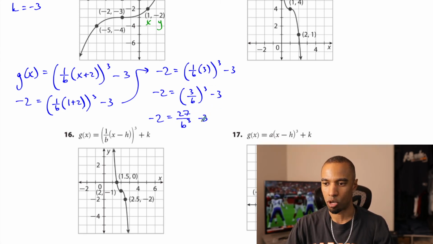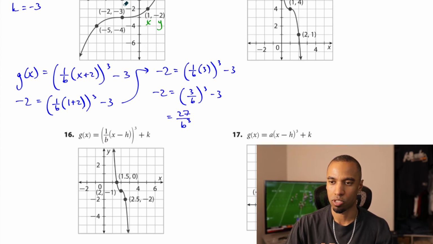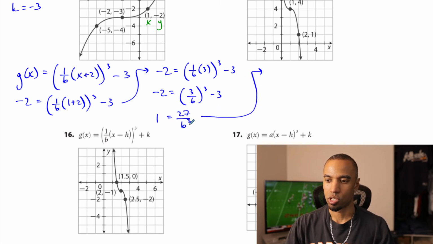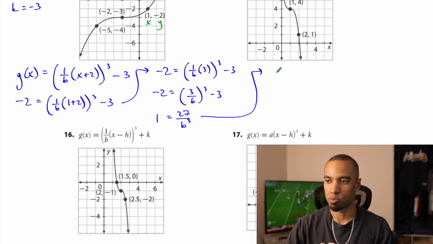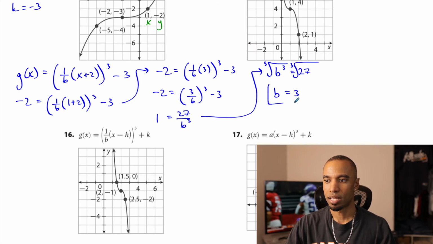I should have done this a long time ago, but I'm going to add 3 to both sides. Let me do that right now. I'm going to add 3 to both sides here. Negative 2 plus 3 is 1. There we go. So b cubed, if I multiply both sides by b cubed now, I get b cubed equals 27. And if I take the cube root of b cubed and the cube root of 27, I'll get b equals 3. So that's the b value there.